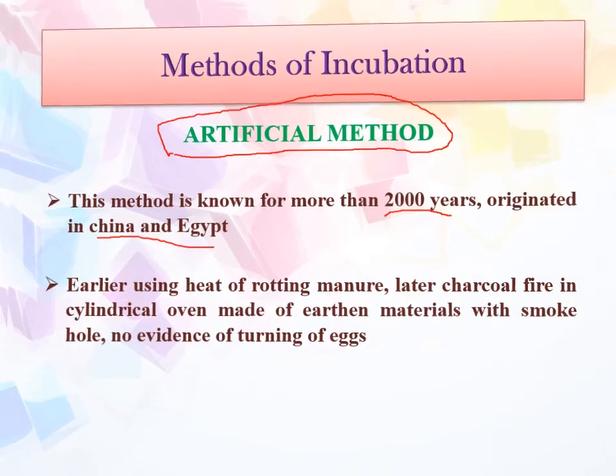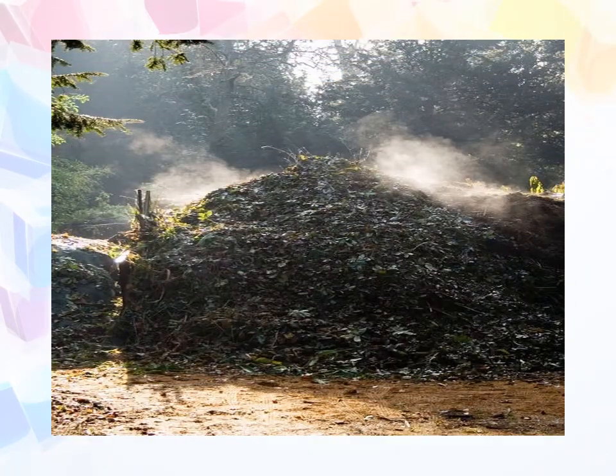So as I said, nowadays there are modern hatcheries available, but whenever there was no modern hatchery, incubator or hatcher, this type of rotting manure, whenever it gets rotten, will leave heat or be heated up. So inside this rotting manure the eggs are kept for incubation.